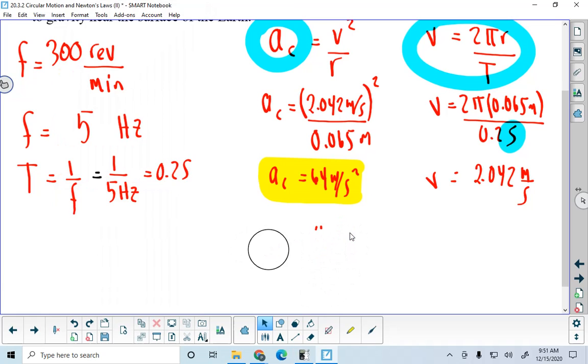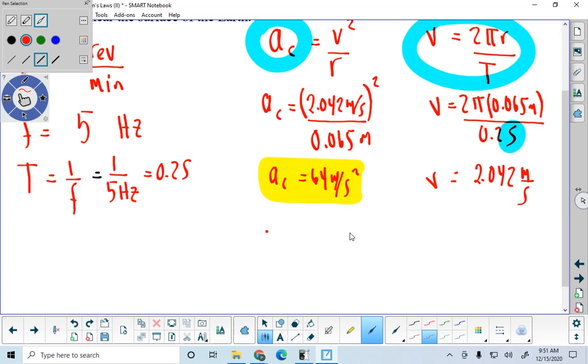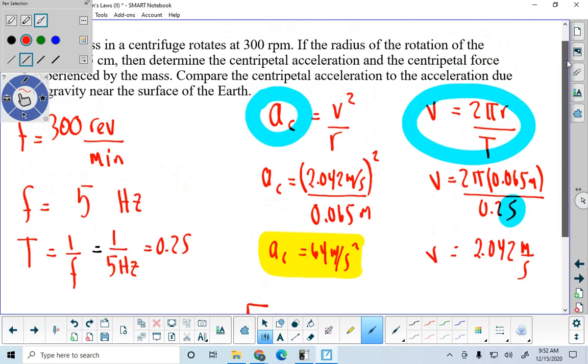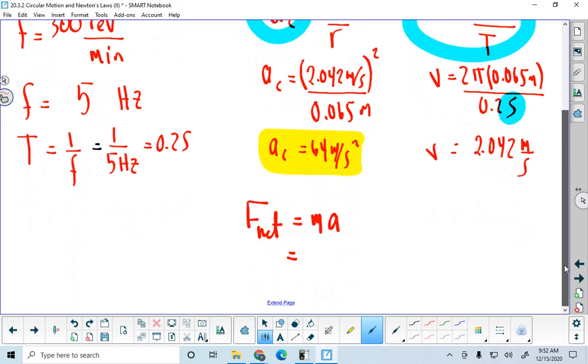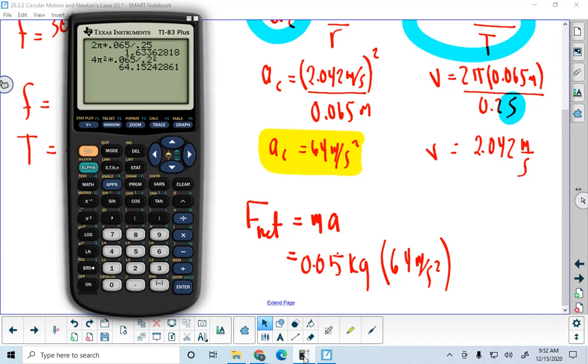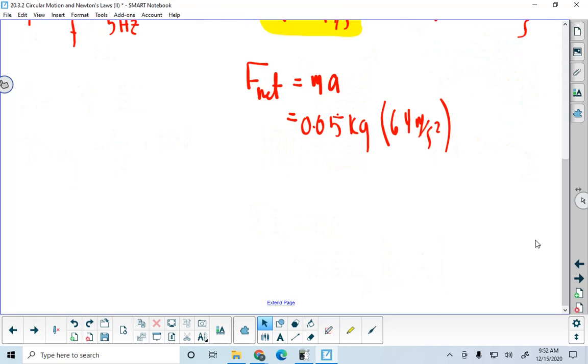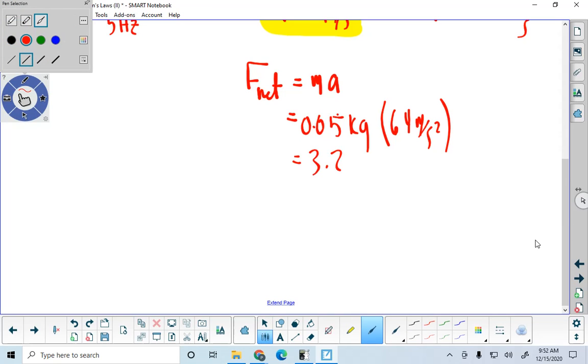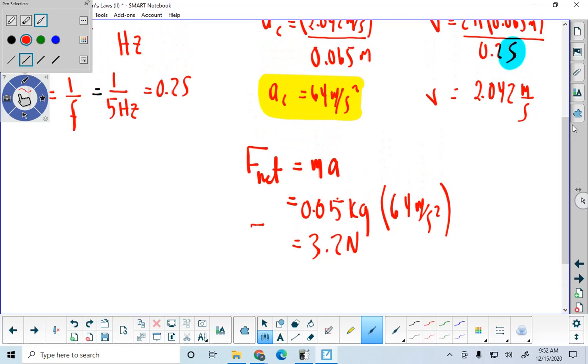Now the other thing you're asked to do is find the centripetal force. And since the centripetal force is the net force, we can just take the mass times the acceleration. So if I take, I think it was 50 grams, which is 0.05 kilograms, and multiply by the 64 meters per second squared, I'm going to get the centripetal force acting on it. And when you multiply those two numbers, you get 3.2 newtons. So I know that I've written net force here, but net force is the same as centripetal force. So I'm going to pause there. Any questions with the calculations?